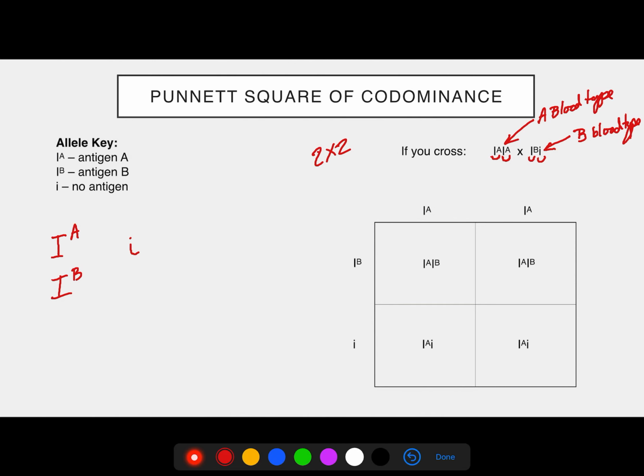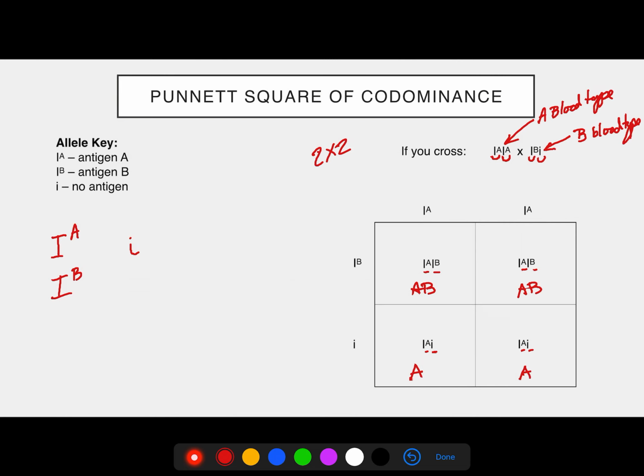So this person right here is AB blood type. AB. This is A and nothing, so that just says A blood type. A and nothing, that's A blood type.